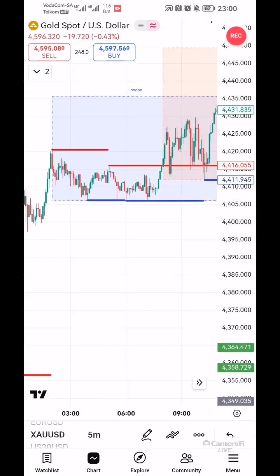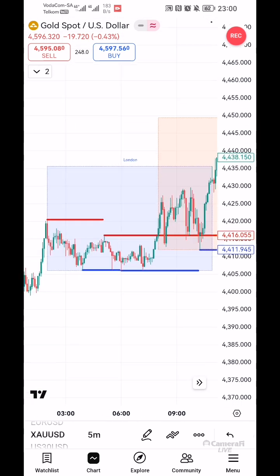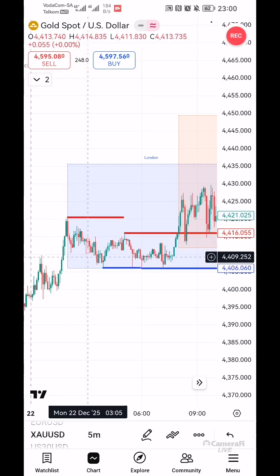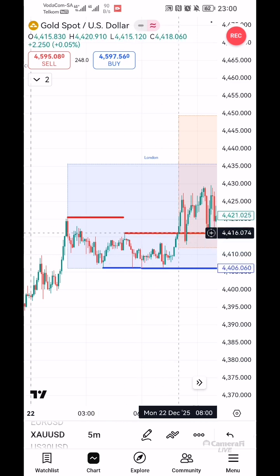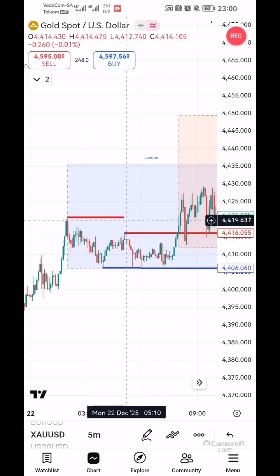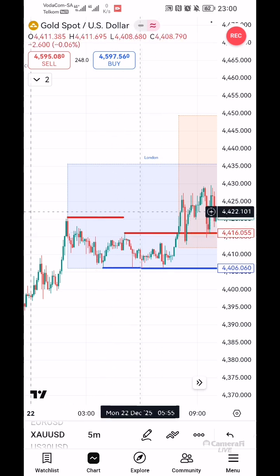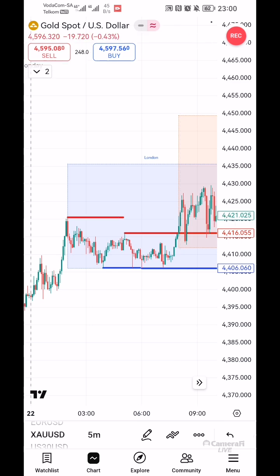Okay, let's do another example. Here's another example. You see the London session opened, the market was trickling, but also you see the example I just told you. We have this resistance here, and then the market created this one. We're not going to use this one. We're going to wait for the market to cross above this one, and then we are clear and confident that the market is moving in that direction, right?